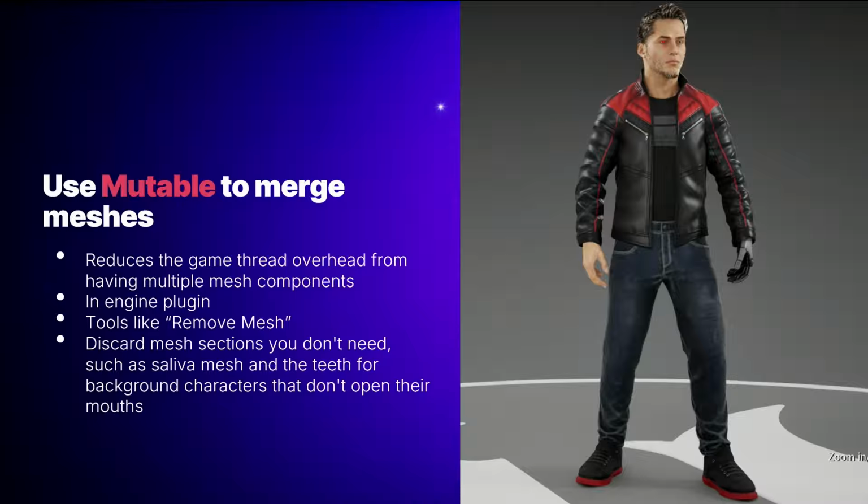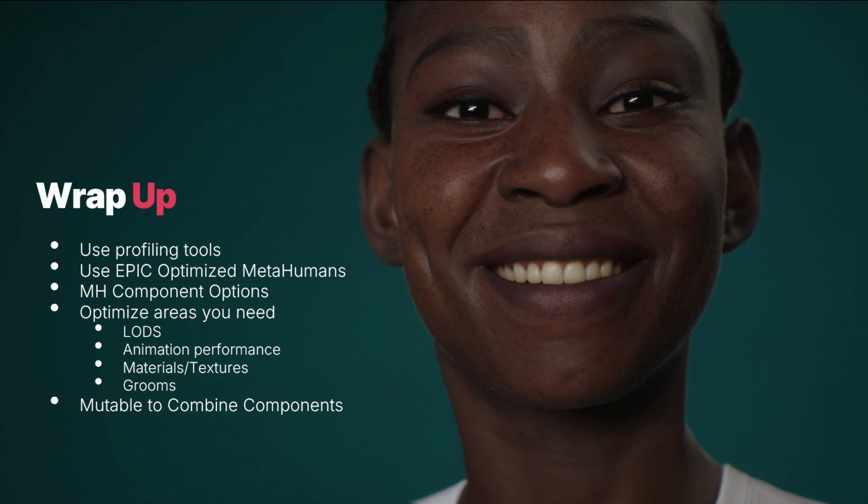So, in wrap up, use your profiling tools. Use your optimized MetaHumans, please. And then also look at the areas that you may want to optimize, auditioning your LODs, take a look at your anim graphs, take a look at your materials and textures, see where you might be able to combine things, maybe using texture graph, and take a look at your grooms and see how they're being developed and see if there's savings there. And last, if you need to, you can use Mutable to combine those component parts to create more optimized crowds and characters in your game.